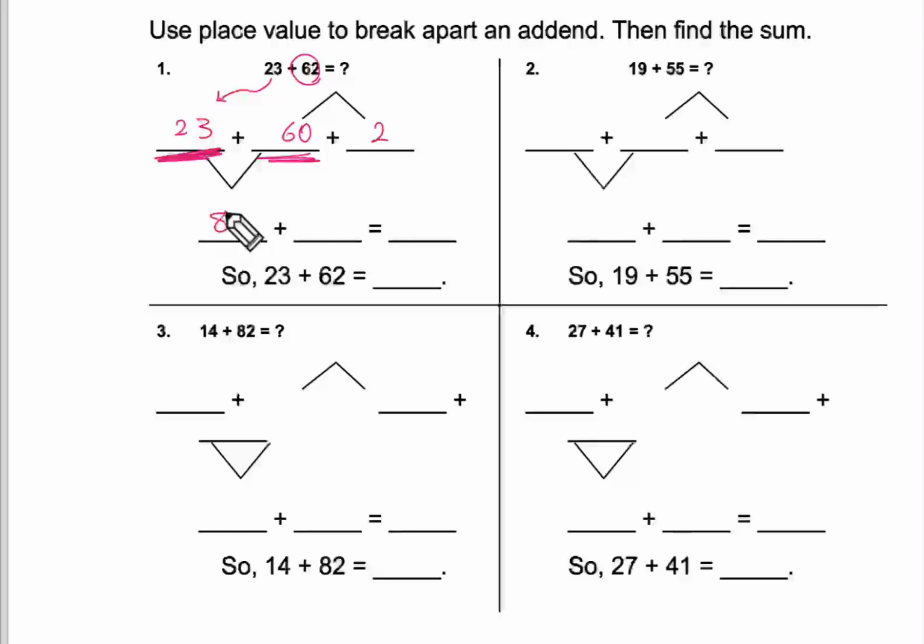83, excellent. And we have here this 2. Now 83 plus 2 equals? Yes? Excellent. So 23 plus 62 equals 85. This is another strategy that you can use to add two numbers. Okay, let's move to the next one. Any problems with this one?